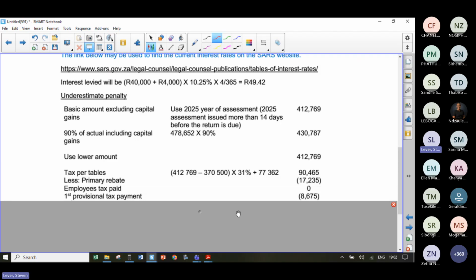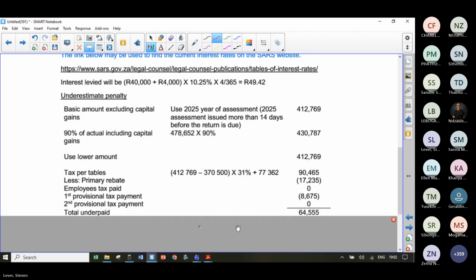Tax per tables and everything, less your rebates, less your first provisional payment. Why have I not put my second provisional payment in there? Because she submitted a return 4 days late. So hypothetically, at the deadline date, she has not submitted it yet.